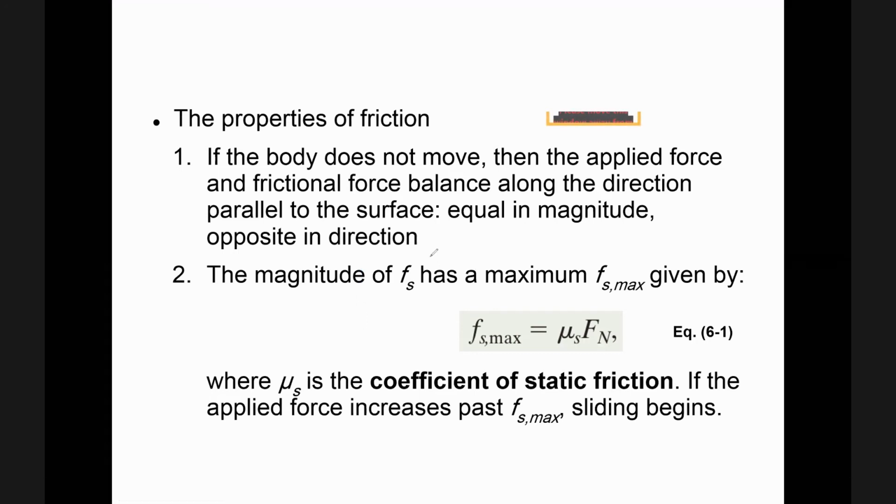So if the body does not move, then the applied force and the frictional force balance along the parallel direction, equal in magnitude and opposite. We said the static frictional force: if the baby does not move, it means the force by the baby, 1 Newton, is equal to the static force, not the maximum, static 1 Newton. I don't have a law for Fs. I have a law for Fs maximum. So the magnitude of Fs maximum, to repeat it another way, is mu_s Fn. This mu_s is called the coefficient of static friction.